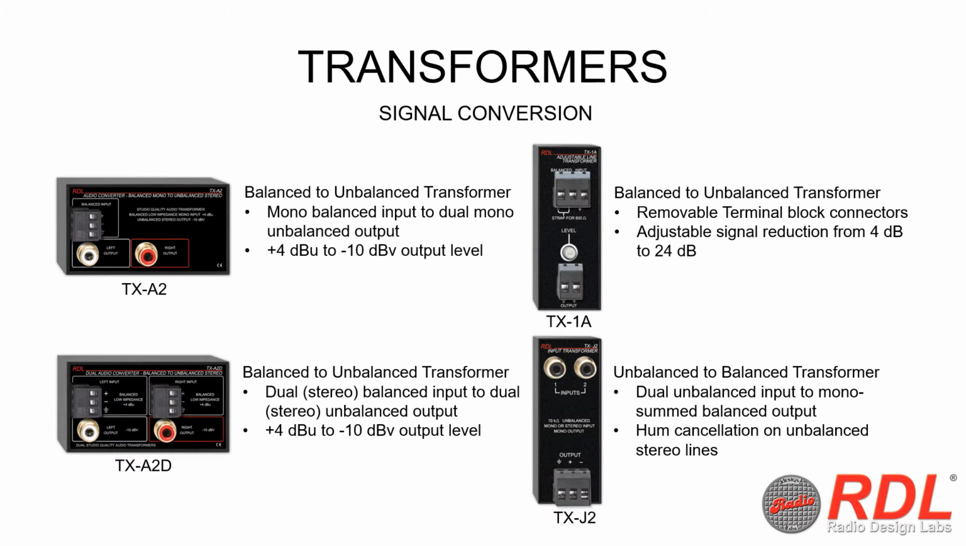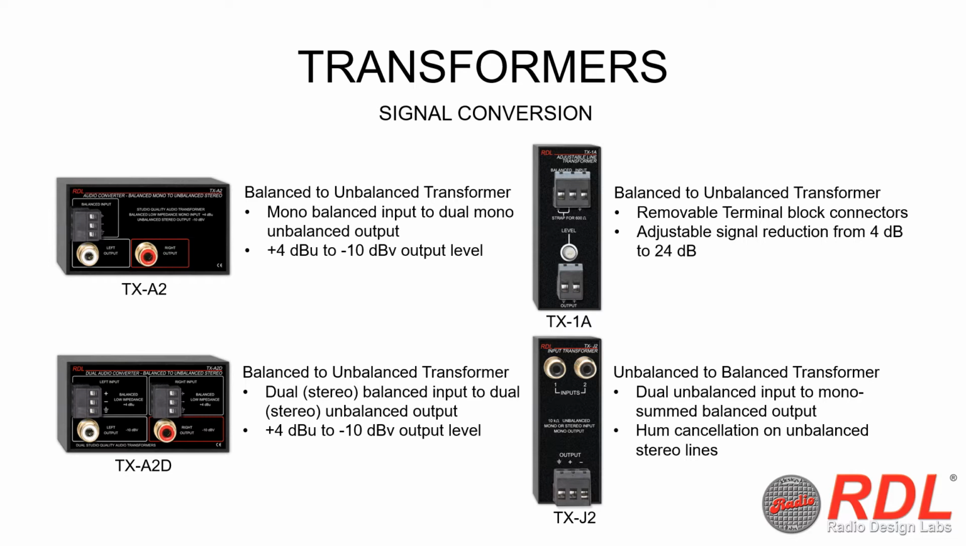These transformers are from our TX series, which are great for signal conversion. The TX-A2 converts balanced signals to unbalanced. It has a mono-balanced input on terminal block and dual mono-unbalanced outputs on RCA jacks. This transformer essentially converts professional +4 dBu signals to consumer -10 dBV signals.